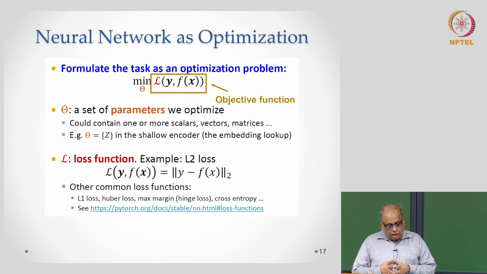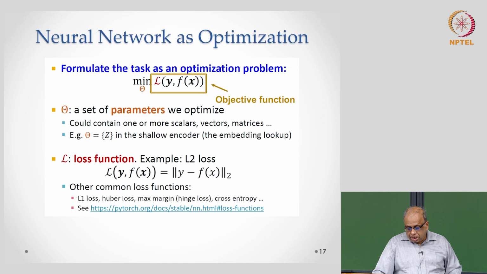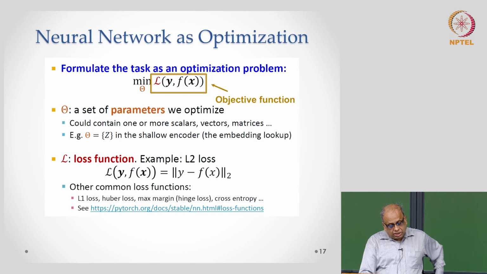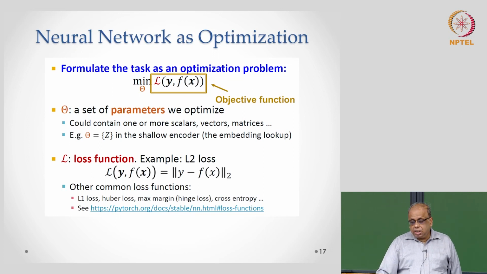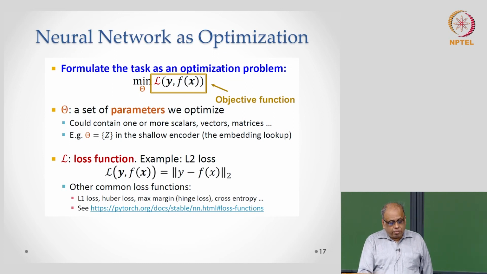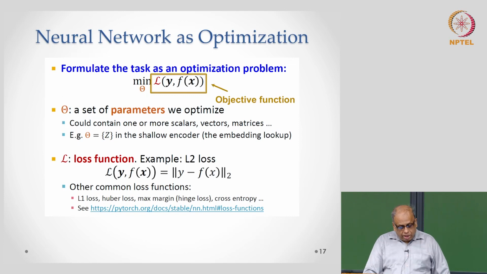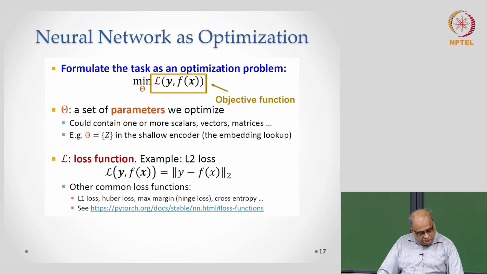This set of parameters can have a lot of things. It can have scalars, vectors, matrices, and so on. And the loss function can be of various kinds. For example, you can have it as y minus f(x), where y is the actual value, f(x) is the value that you got from the neural network. You try to have the loss function and you try to minimize that.